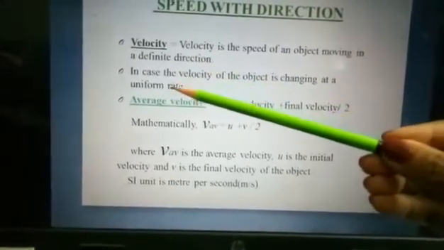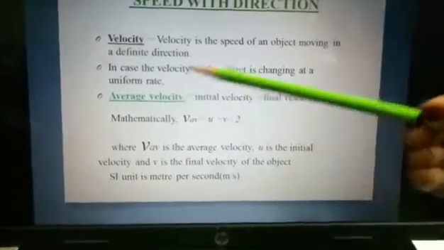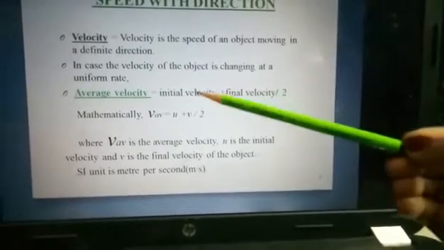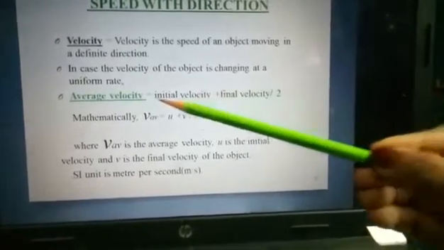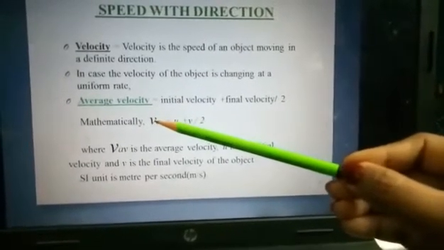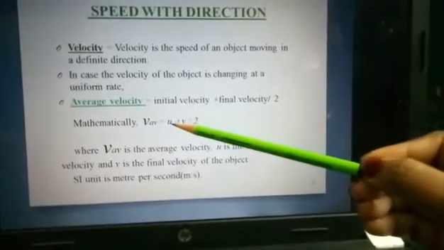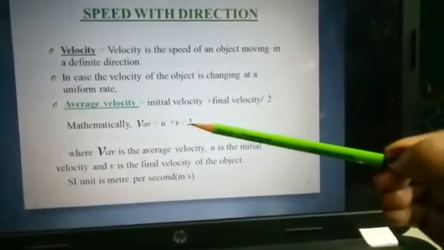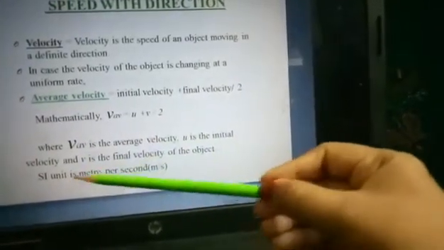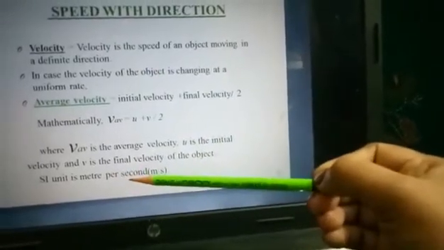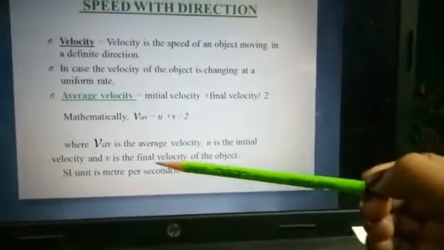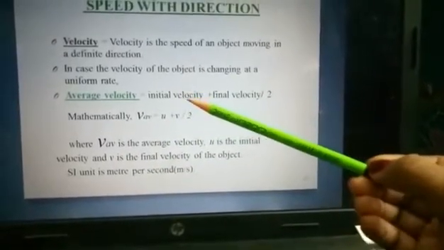When the velocity is changing at a uniform rate, then you can calculate average velocity as the sum of initial and final velocity, and then this whole term is divided by 2. Average velocity is denoted by v and av. Av stands for average and v stands for velocity. Initial velocity is u and final velocity is v, and this sum is divided by 2. Everything is written here. SI unit of velocity is the same as that of speed, meter per second, represented as m/s.